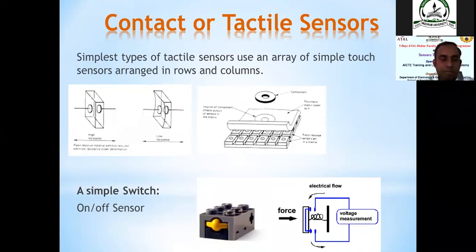Now, multiple sensors can be used in an array. We can place them in rows and columns and arrange them for large-area sensing.